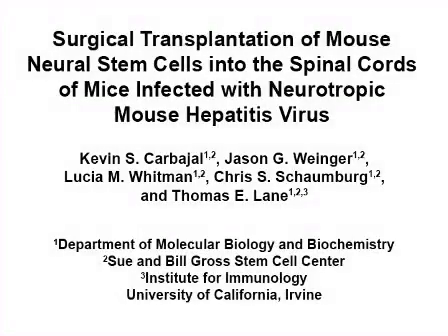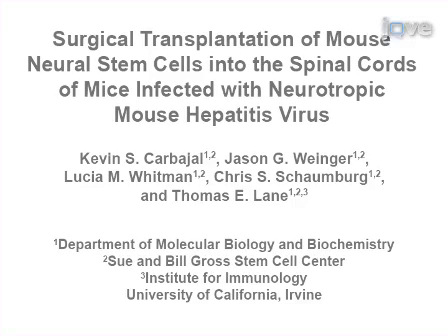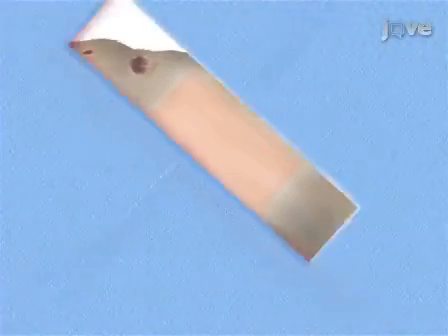The overall goal of this procedure is to promote remyelination and clinical improvement in animals with established demyelination via transplantation of neural stem cells into the spinal cord of JHMV-infected mice. This is accomplished by first preparing the animal.